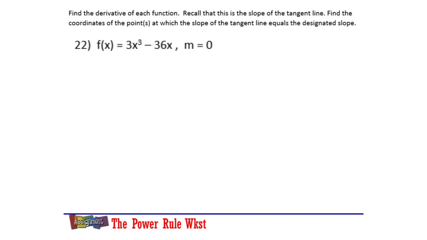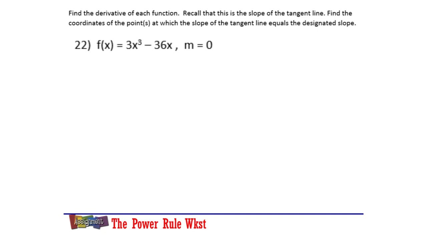Okay, last one. This is number 22. It says find the derivative of each function. Okay, going to use the power rule. Recall that this is the slope of the tangent line. Find the coordinates of the point at which the slope of the tangent line equals the designated slope. Okay, so notice they're not giving us an ordered pair anymore. What they're wanting us to do is figure out where this might happen, where the slope in this example would equal 0.